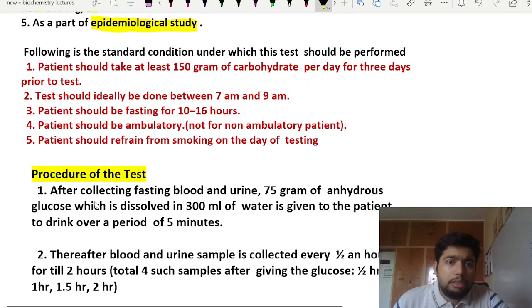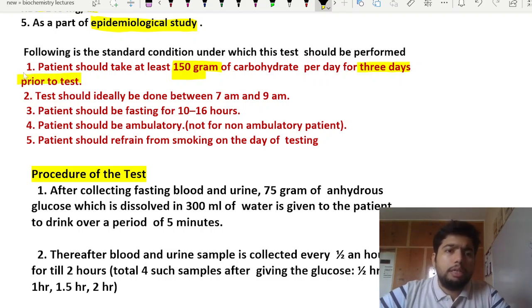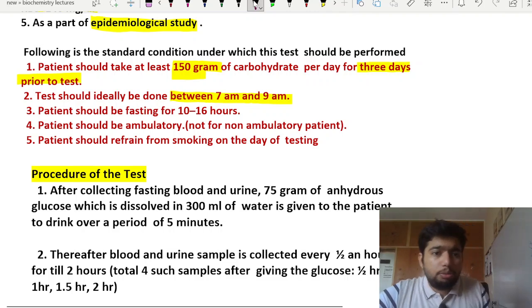The standard conditions under which the test should be performed are: the patient should take at least 150 gram of carbohydrate per day for 3 days prior. That doesn't mean you have to control sugar more strictly 3 days before, otherwise there will be false satisfactory results, that usually misses the diagnosis. The test should be done between 7 a.m. and 9 a.m. The patient should be fasting for at least 10 to 16 hours.